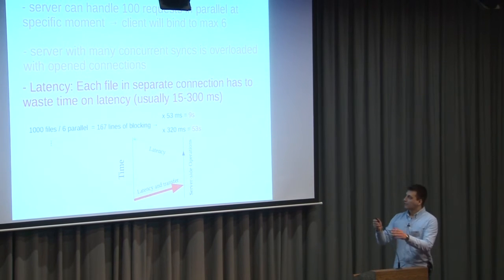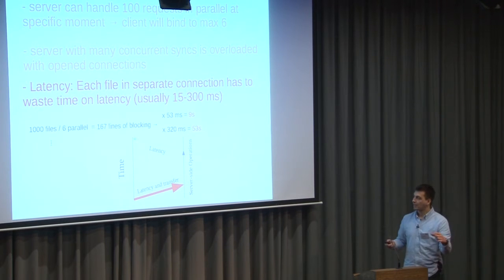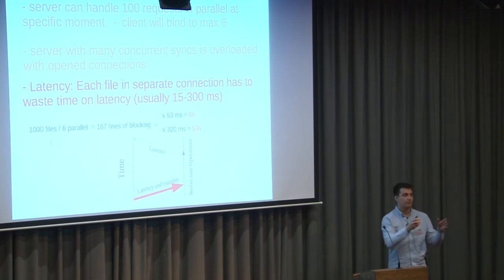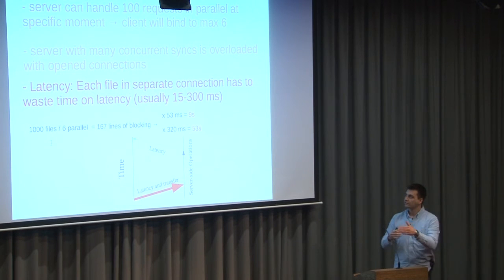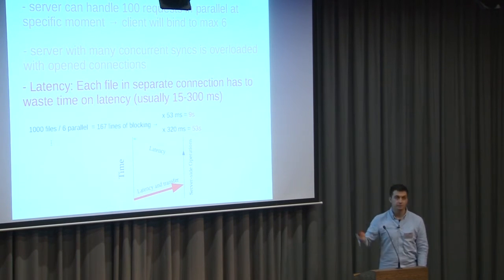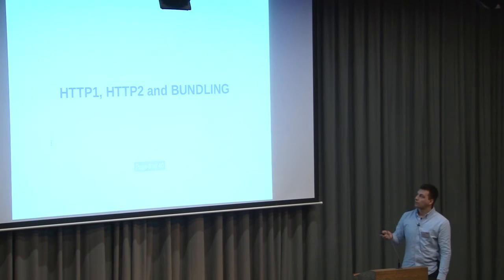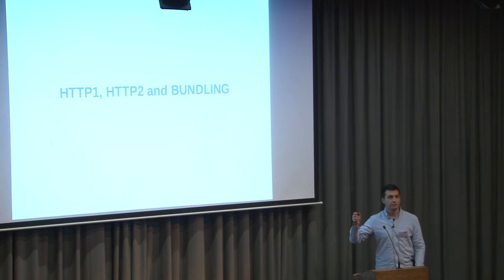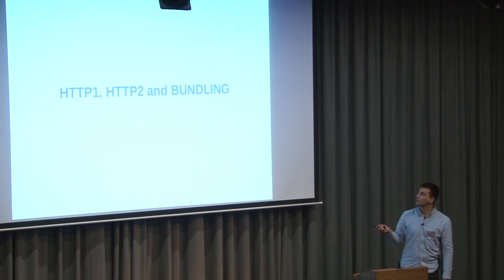If we have separate connections, each of the files actually has to spend some time traveling. If we have 1,000 files and 6 files in parallel, we have 167 rounds of blocking. If we delay each of these rounds by 53 milliseconds, we get, for example, this kind of lost time. So to address these issues, I've been looking at HTTP2 and at bundling, which is the working prototype.